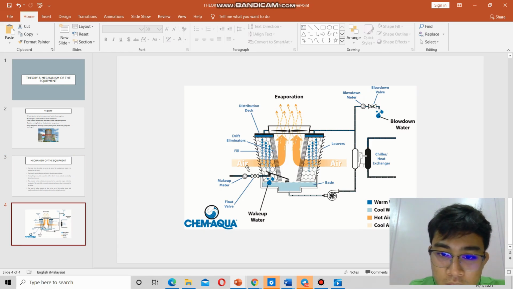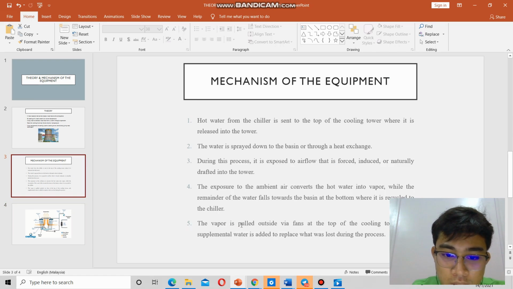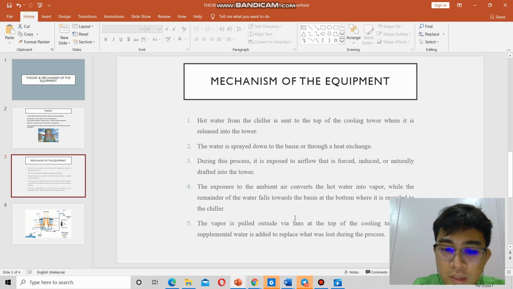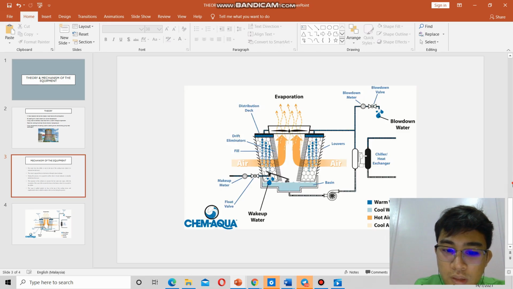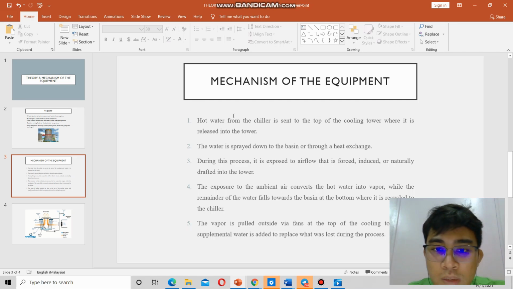So as I explained, this illustration will show the process. And finally, the vapor is pulled outside through fans at the top of the cooling tower. And water is added to replace what was lost during the process.